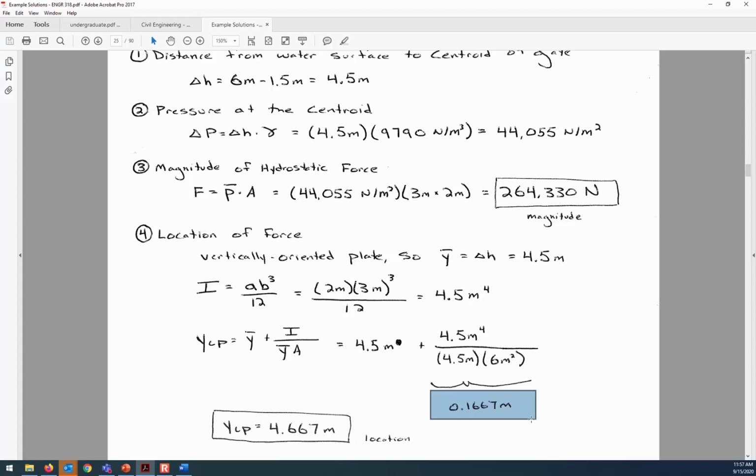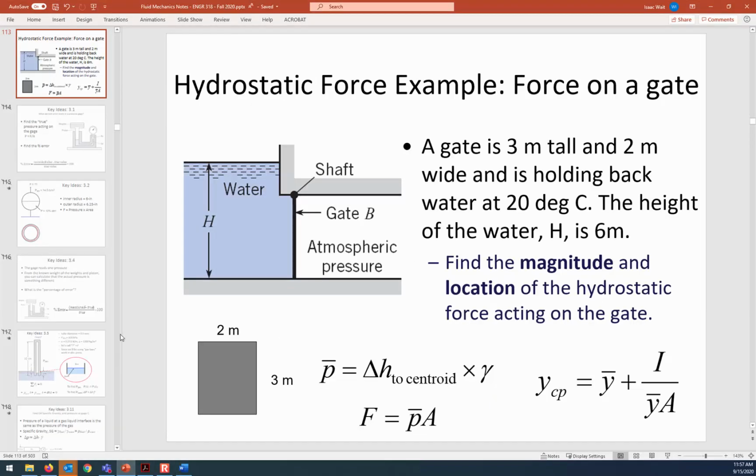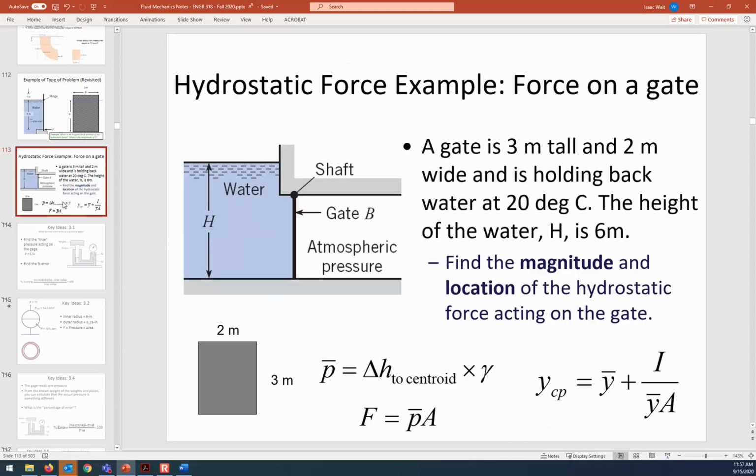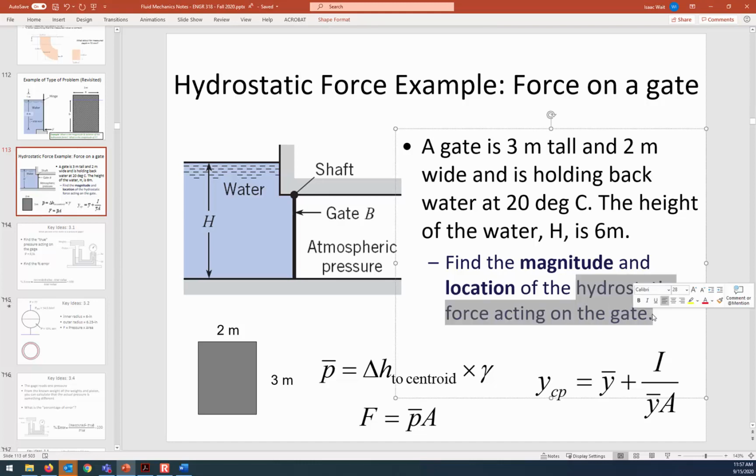So we have the magnitude of the force and the location. And if we needed to, we could do that same thing like in this previous example where we did a moment analysis to find what's the force required to hold the gate steady. We could do a similar thing here, but the problem wasn't asking that. It was just finding what's the force acting on the gate, not necessarily the force required to keep it closed.